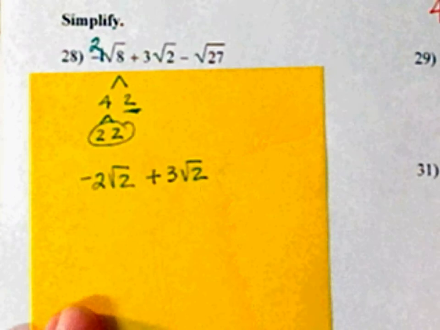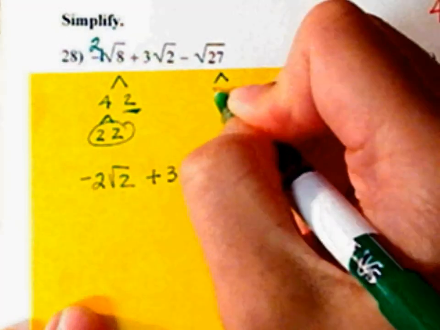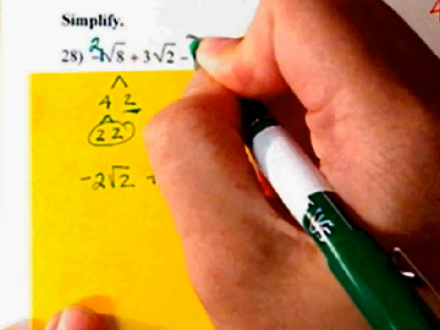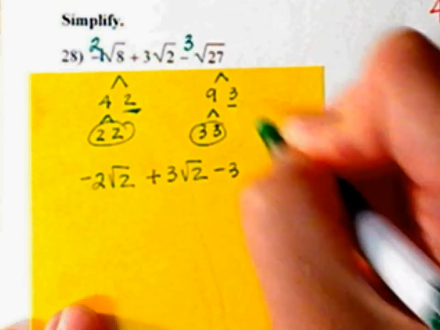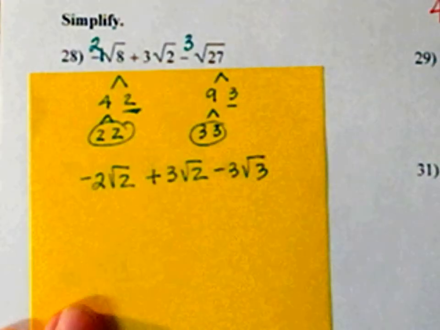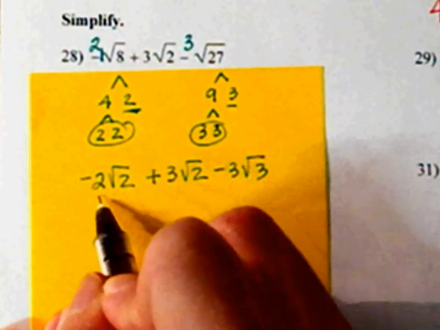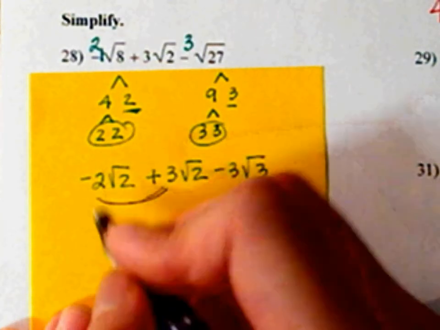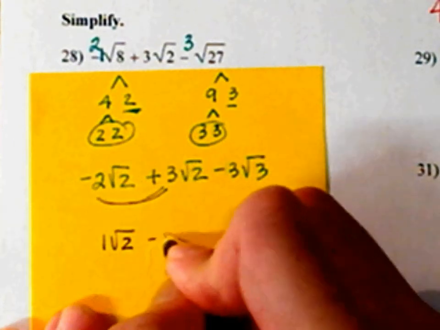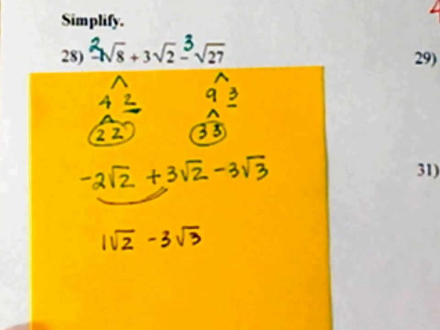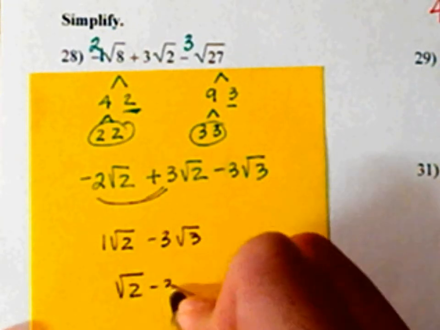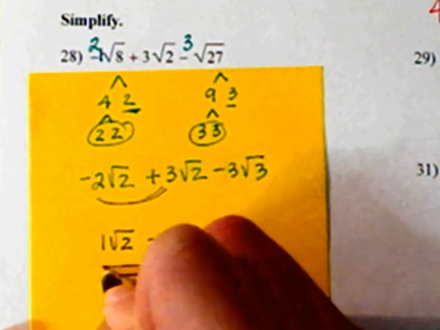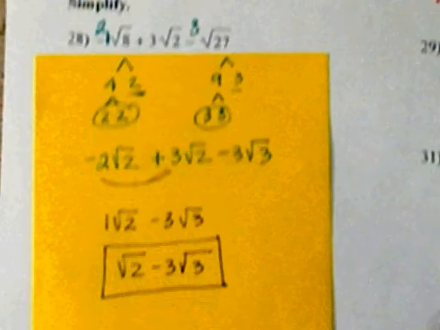Bring it down, okay? Factors of 27, 9 and 3. Factors of 9, 3 and 3. 2 of a kind. 3 times negative 1 is negative 3 with the square root of 3 left over. These two are like terms, so I'm going to combine them. What's negative 2 plus 3? That leaves you 1, square root of 2. Bring down your negative 3, square root of 3. You don't have to write that 1, so your answer is square root of 2 minus 3 times the square root of 3. Not alike, cannot combine the two. Okay?